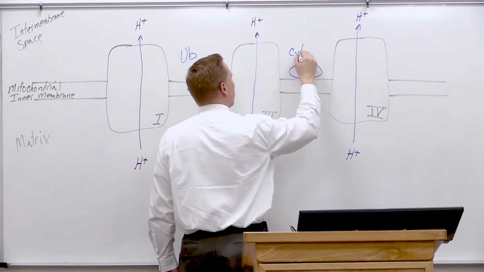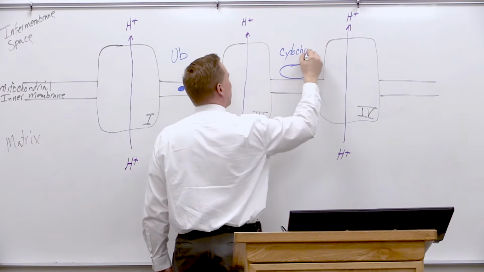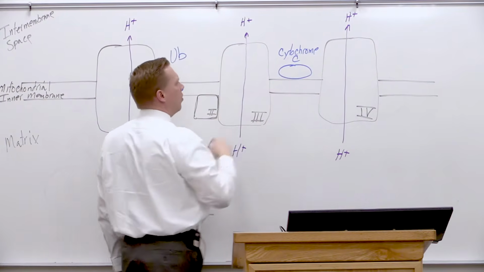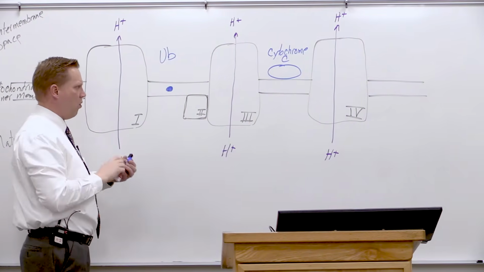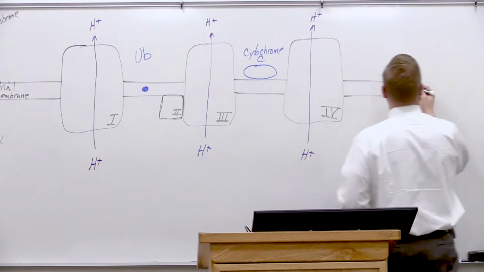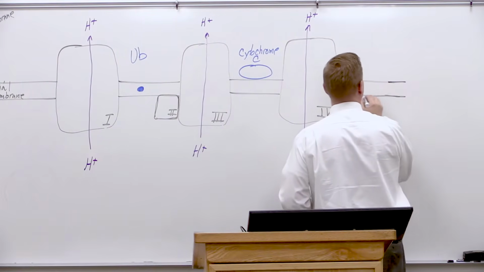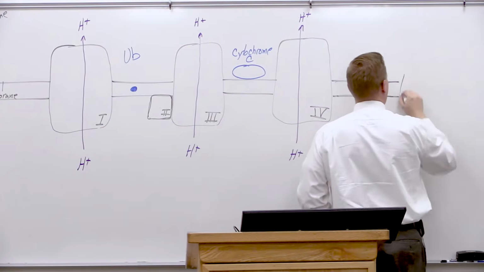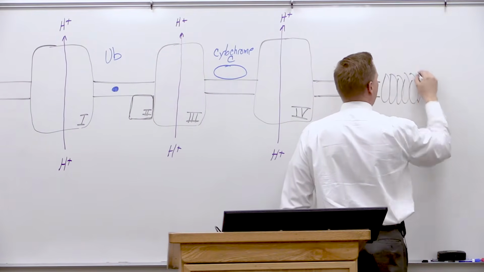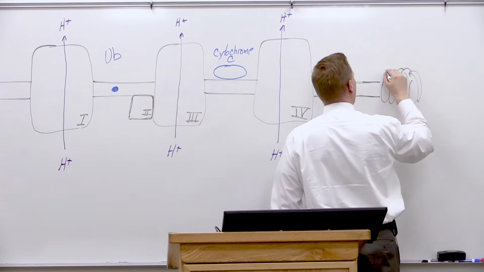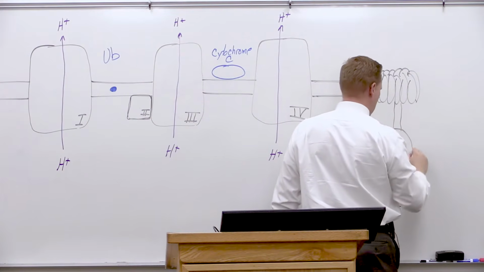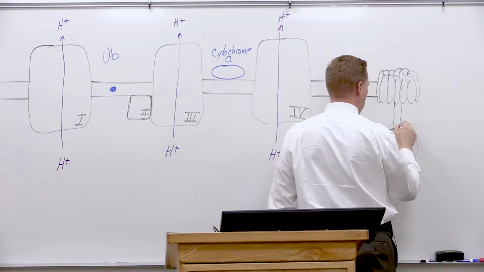And this is actually a peripheral membrane protein called cytochrome C. And so cytochrome C is the shuttle between complex 3 and complex 4. And then we have one final piece of this process, one final protein that we need to add, and that is going to be this enzyme called ATP synthase.